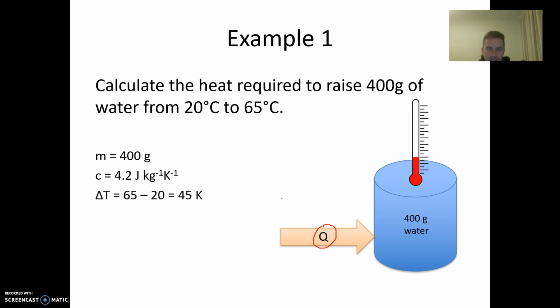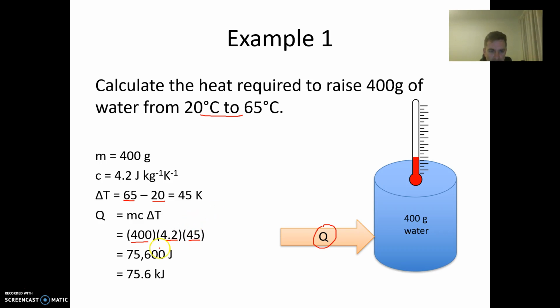The delta T value is just the change in temperature, so that's the finishing temperature minus the starting, so 45 degrees Kelvin or Celsius, it doesn't matter for delta T. So it's gone up by 45 to get from here to here. And then we're going to write down the formula that we're going to use, which is for Q, so that's what we're trying to figure out, so Q equals MC delta T. And if we substitute in our values, so M is 400, C is 4.2, and delta T is 45, and then work that out. It's about 75,600 joules, so quite a lot of energy.